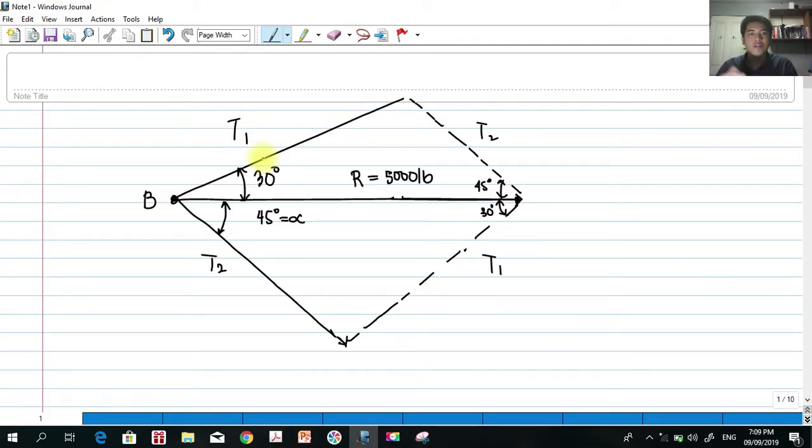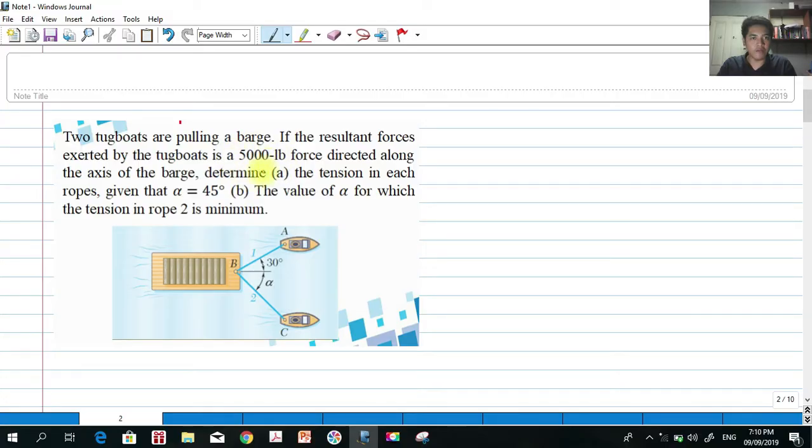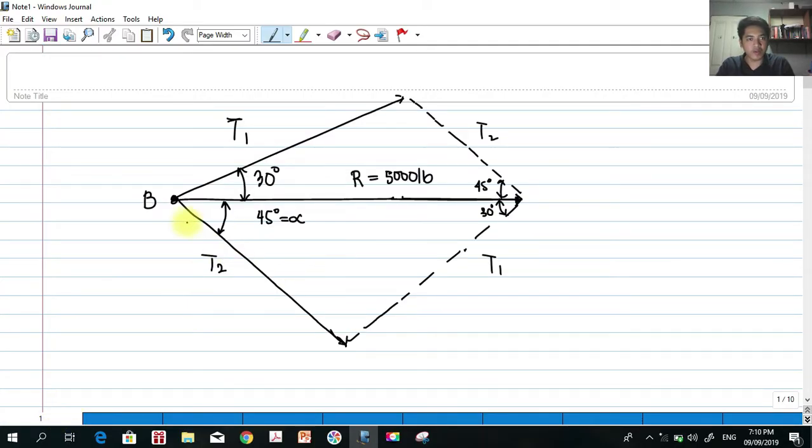As you can see here, we can derive some relationship. This is T1, this is T2, tension 2. So the problem is asking for tension 1 and tension 2. This is 30 degrees from the resultant. By the way, this will be our resultant because the problem says that the resultant is 5,000 pound force directed along the axis of the barge, which is 5,000 pounds. So if I'm going to derive this, tension 1, tension 2, I can copy this on the other side, which is the tension 2. I can also copy this vector on this side. This is the tension 1.